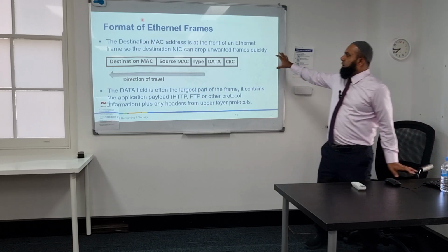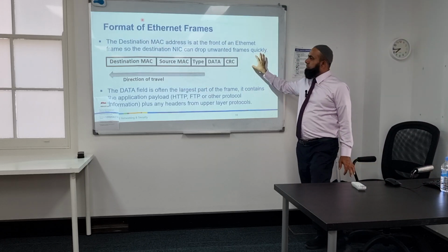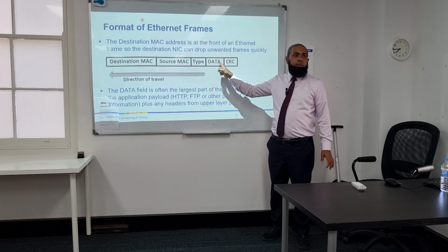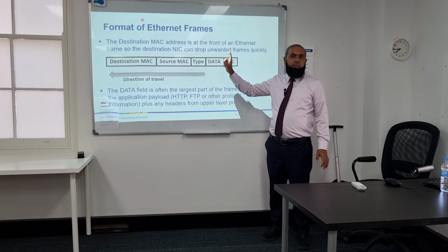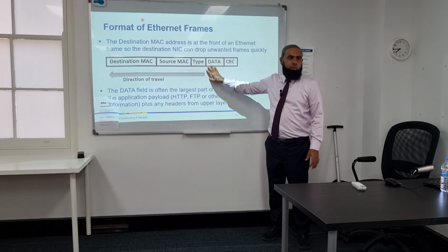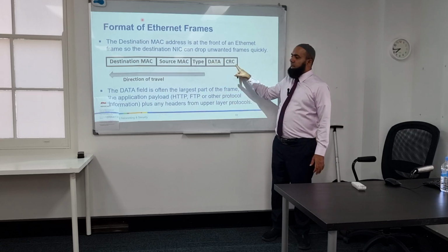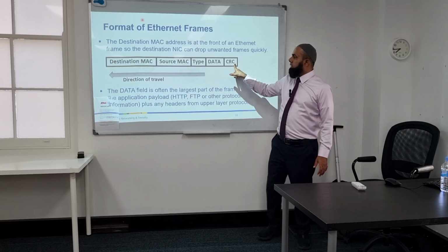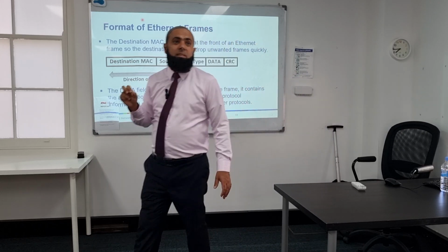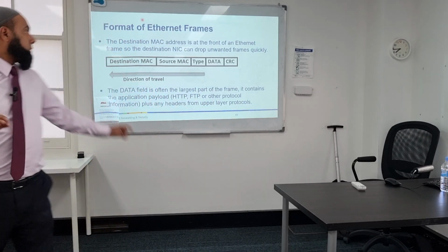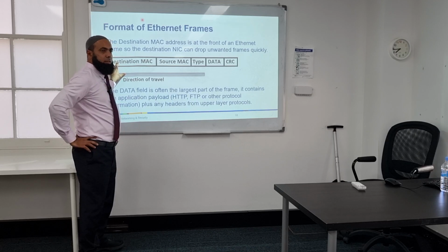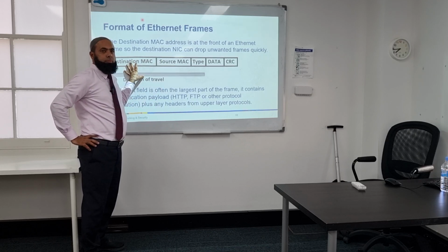So this is how the format of an Ethernet frame looks. What is the data in that? In this one it is HTTP, TCP and IP, which is already embedded in that. CRC, cyclic redundancy check, is added. Source MAC. What is a MAC? MAC means media access control. That one is the source, and there is the destination MAC as well, both are there.